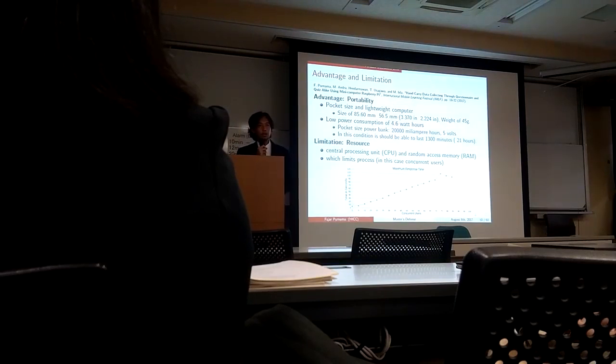Although it is convenient, it has limitations in its resources, such as the central processing unit and random access memory, which limit the processing. Here we did a small stress test on the hand carry server, which back then was a Raspberry Pi 2 Model B. We fed many concurrent users into it and examined the response time. There is great detail in the results, but let me get to the point: when it was above 85 users, the hand carry server stopped working, which means it reached its absolute limitation.